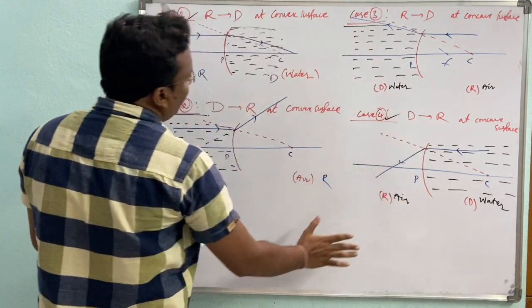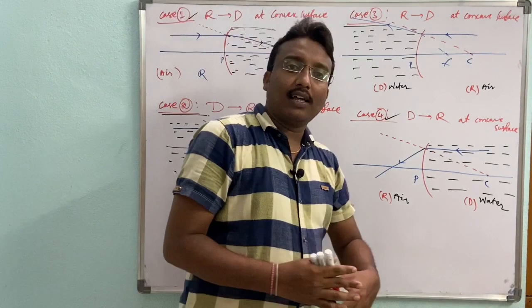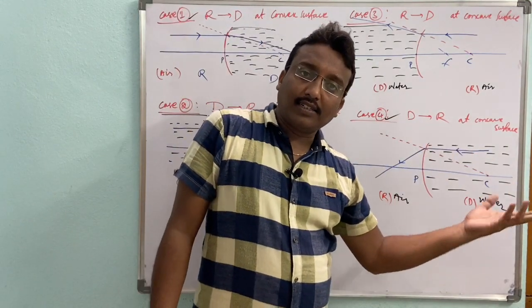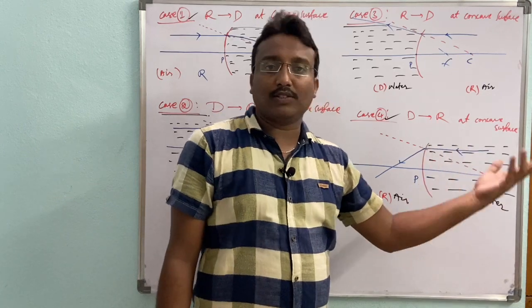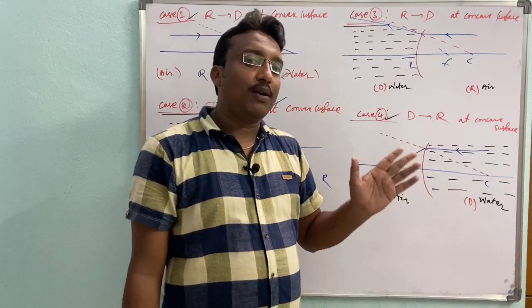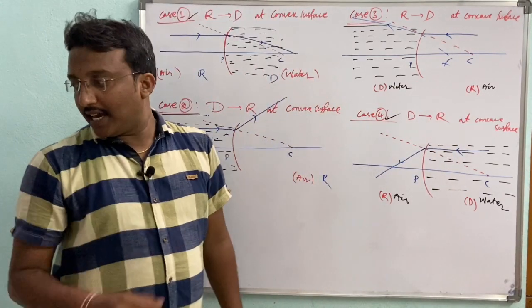So what rule have we followed? What we discussed in our previous class. When it travels from rarer to denser, the refracted ray bends towards the normal, and if it travels from denser to rarer, it moves away from the normal. Got it? Right. Here one more question.